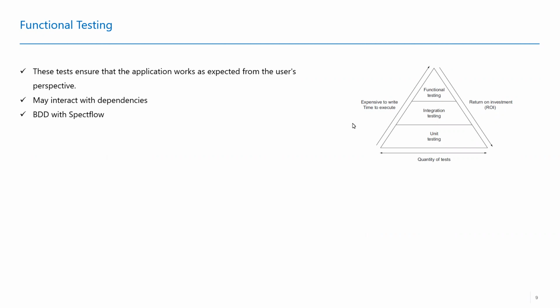Let's try to understand the difference between unit, integration, and functional testing with this pyramid. If you look at unit testing, you can afford more unit test cases compared to integration and functional testing. That's why the quantity of test cases is higher in unit testing, then integration, and then functional testing. And it is expensive to write. You see, it's a little less expensive in unit testing compared to integration and then functional testing.